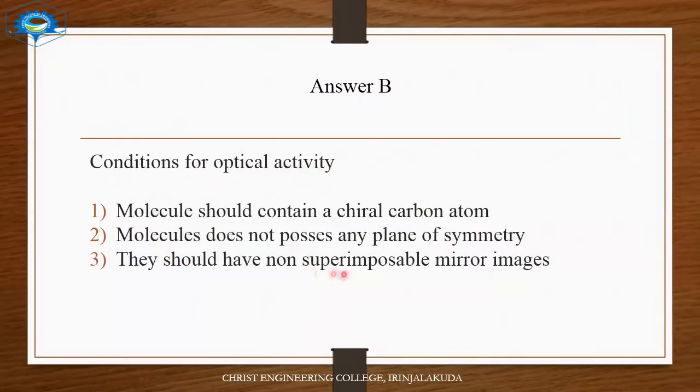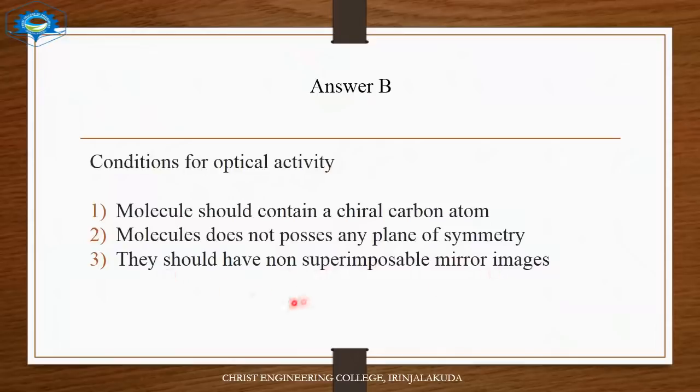Then the third condition, they should have a non-superimposable mirror image. That is, the molecule and its mirror image. How do we draw the mirror image of a molecule? Convert the left-sided group into the right side and the right-sided group into the left. That is, left becomes right and right becomes left. And this original molecule and its mirror image become non-superimposable. That is, when we overlap the original molecule and mirror image, they won't be the same. We can't overlap each other.